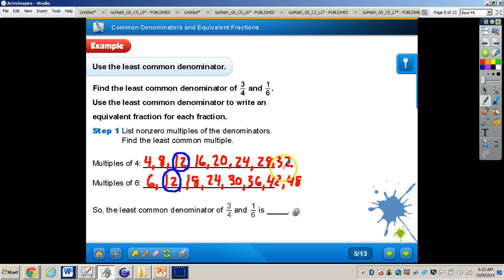You start out by listing the first 8 non-zero multiples of each number and then look for common multiples. If not, keep going. But you want to find the least common multiple. Least, in other words, is the first one that comes in the list. Common multiple, they're in both lists. So we can see the least common denominator of 3/4 and 1/6 is 12.